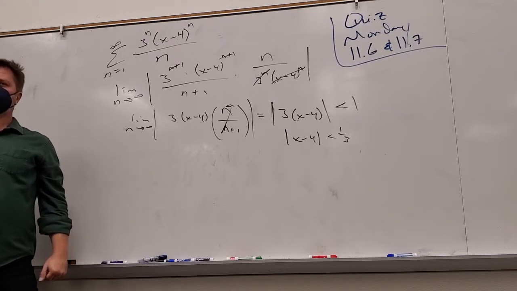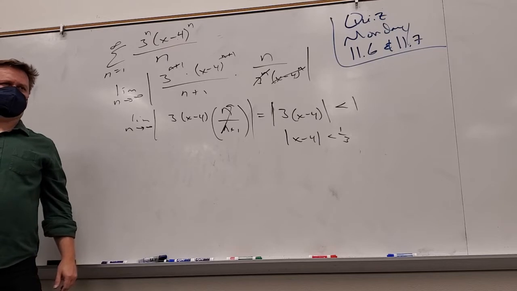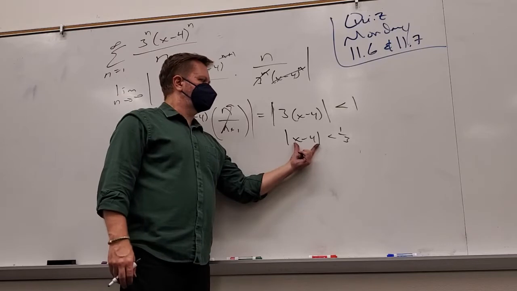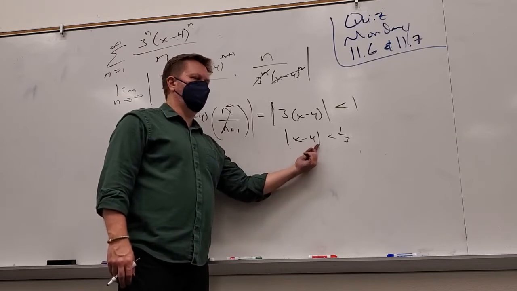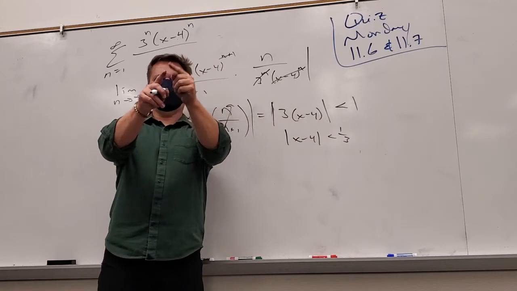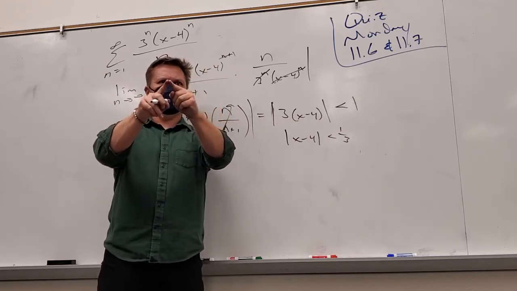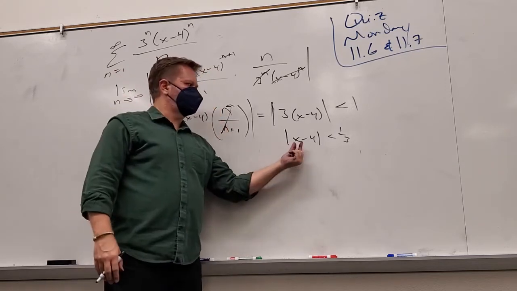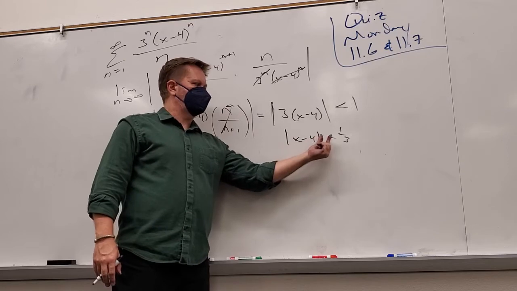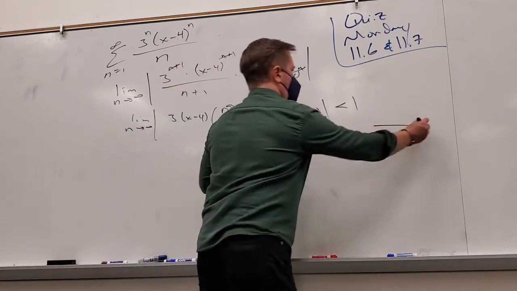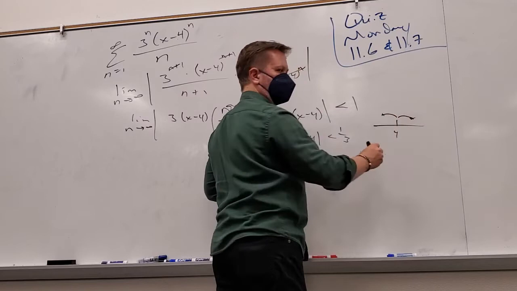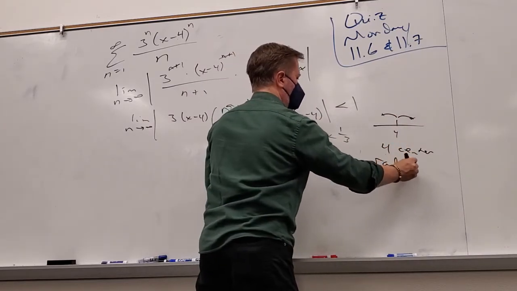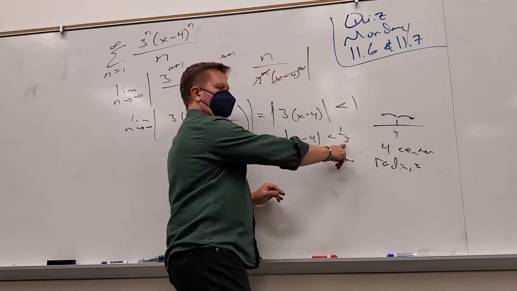I really want you guys to see this. This says I want the distance between x and 4 to be less than 1/3. So I want to go 1/3 out from 4. So isn't 4 my center? We all know absolute value means distance. The distance from the number to 4 has to be less than 1/3. So I want to start at 4 and go up 1/3 and down 1/3. So 4 is my center. My radius of convergence is 1/3.